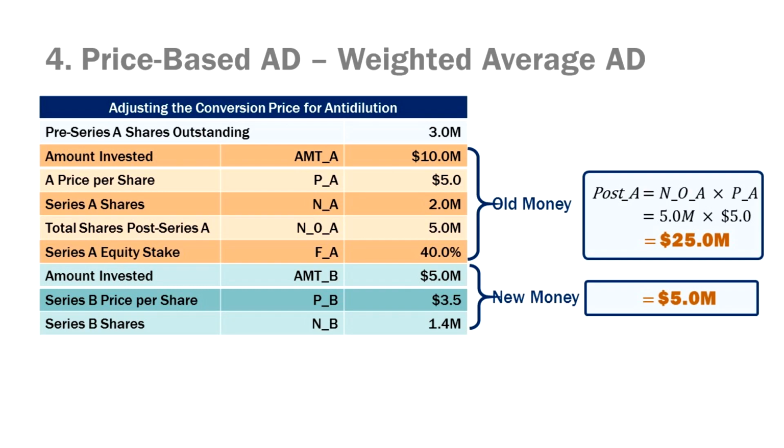To calculate the new conversion price, we must first find the value of the company before the Series B round takes place. In essence, this is the post-money value following completion of Series A. In total, there were 5 million shares outstanding after the completion of the Series A round, times $5 per share. Thus, the value of old money, or the post-money value following Series A, is $25 million. The amount raised in Series B is $5 million, so that the total value of the company prior to the adjustment for anti-dilution is $30 million.